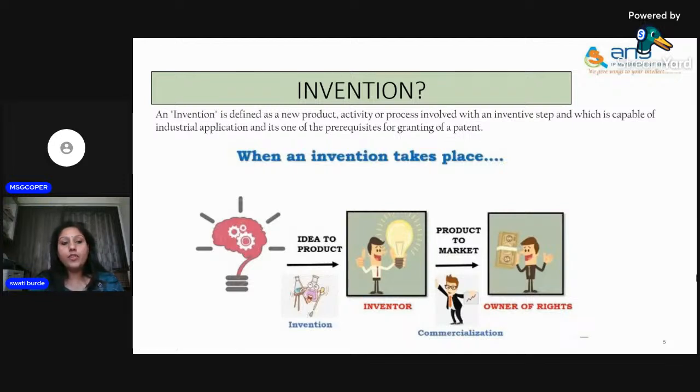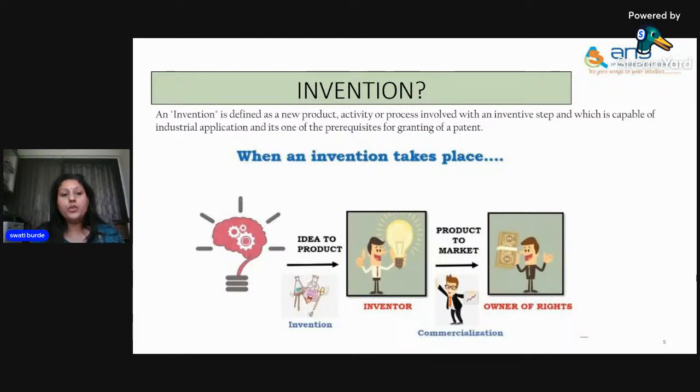So now, moving forward, what is an invention? Invention is defined as a new product, activity, or process involved with an inventive step and which is capable of industrial application. And it's one of the prerequisites for granting of a patent. So the main points for an invention to be defined are it should be new, it should have an inventive step, and it should be industrially applicable or commercialized.